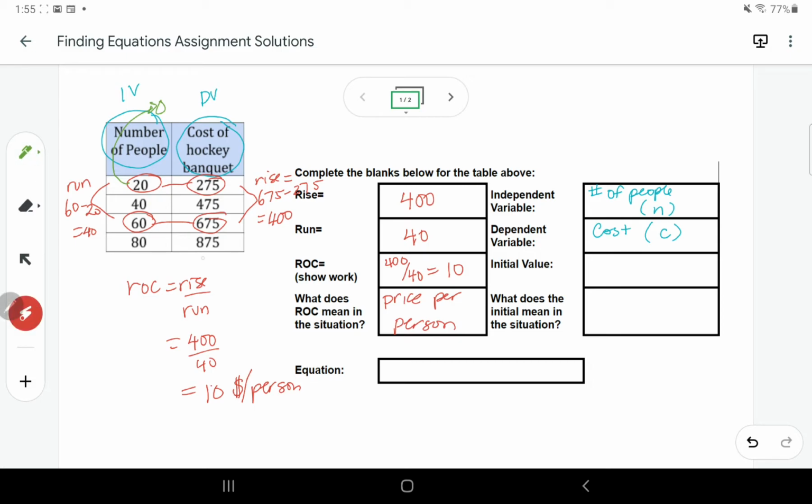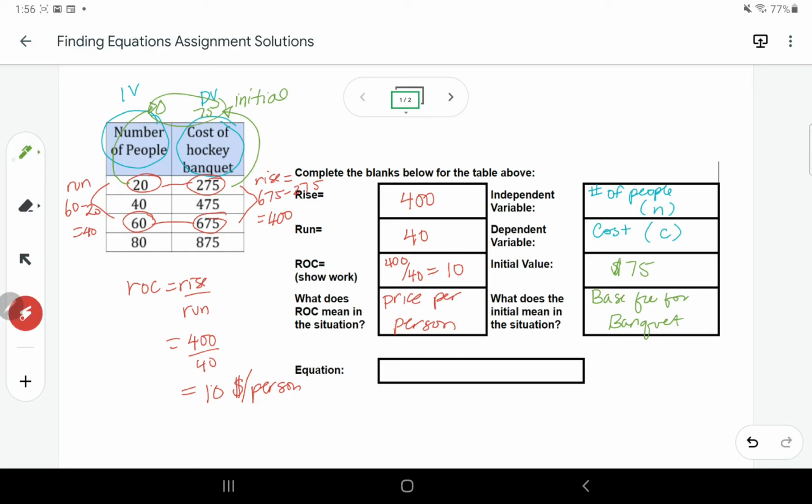And then I look at how much it's decreasing by here. 875 to 675, then 675 to 475, 475 to 275. So I see I'm going down by $200 each time. So if I decrease this one by 200, I get 75. And then that is my initial. So my initial value is $75. And that would be the base fee for the banquet. So maybe it costs $75 to rent the hall and then $10 per person for the food or whatever you've got there.